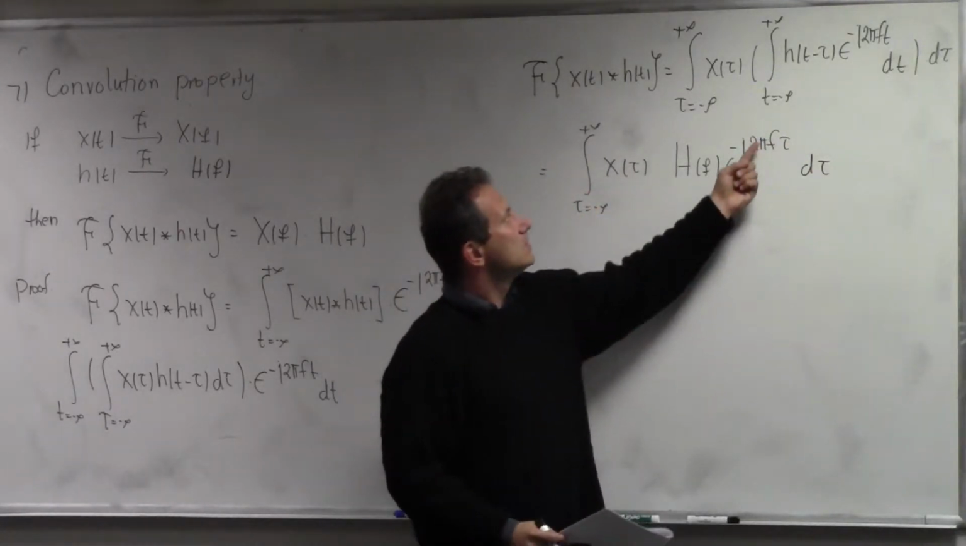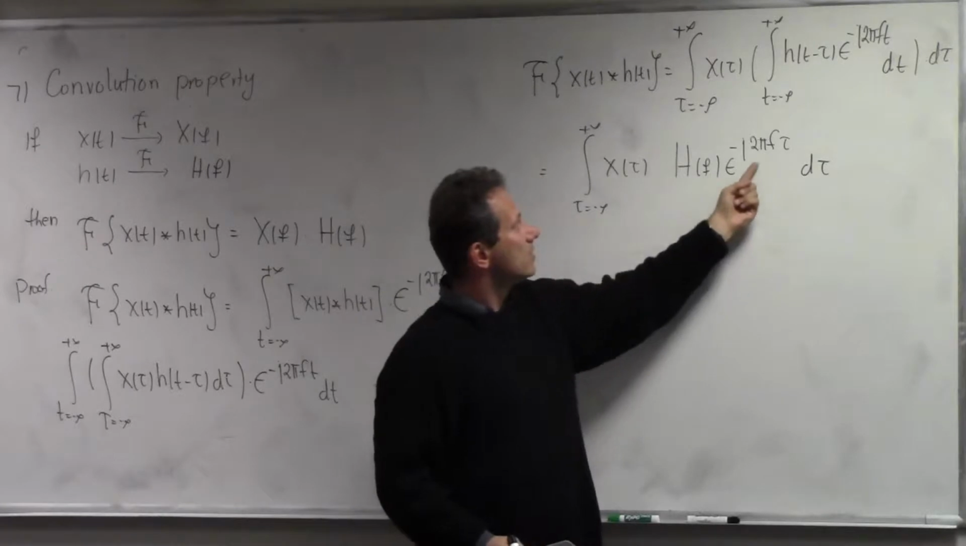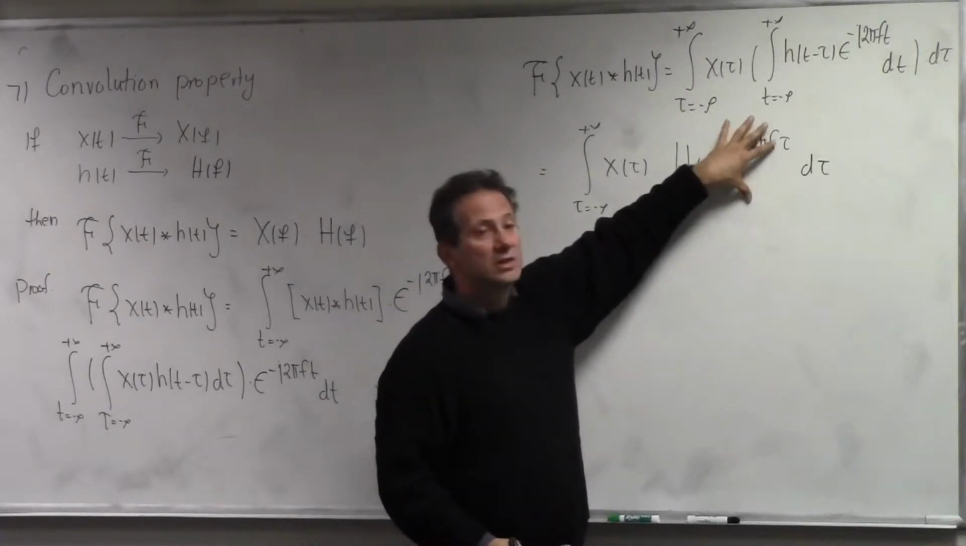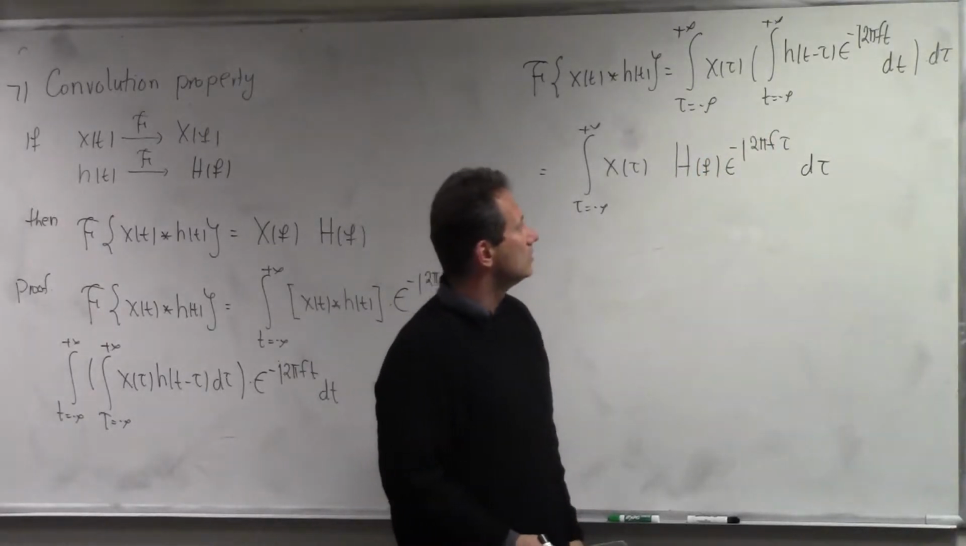Where is this coming from? This is this delay, t minus tau. So if the signal is delayed by t minus tau, its frequency response is multiplied by this term here. And this just tells us that there's an additional phase shift. This is the first thing that we went through today.